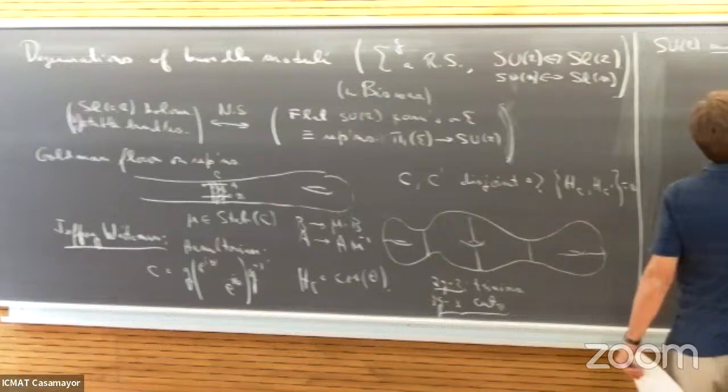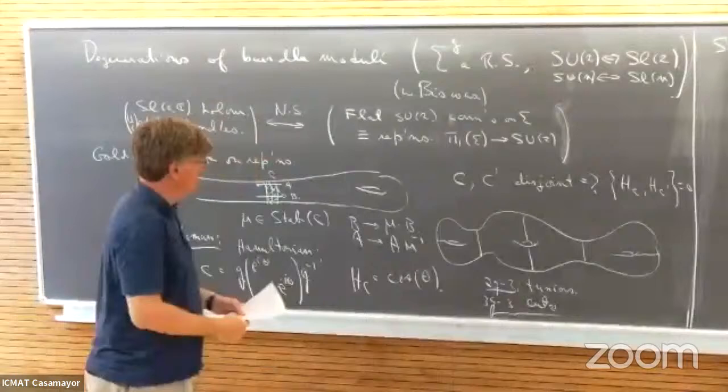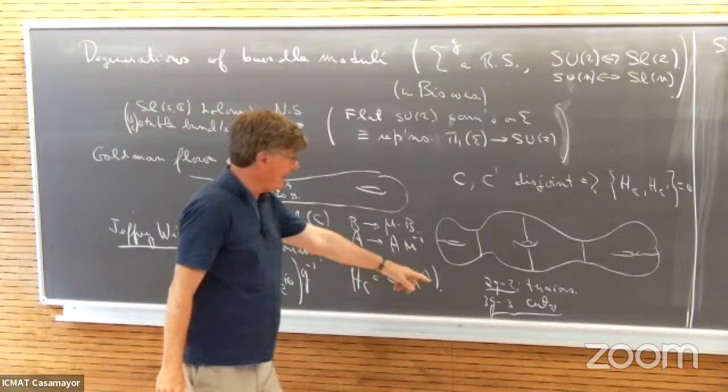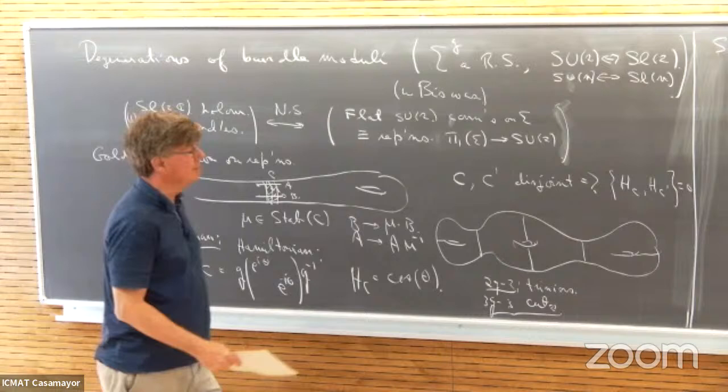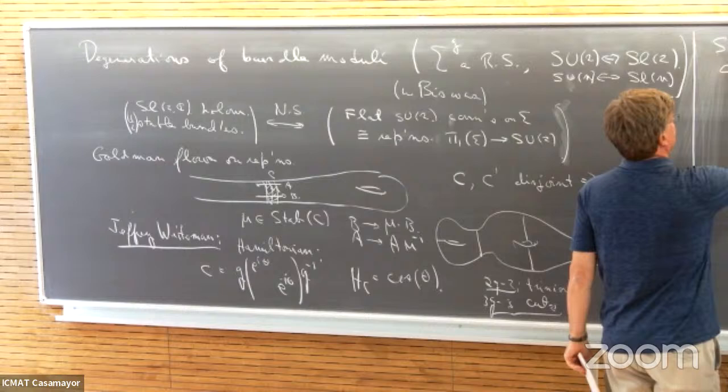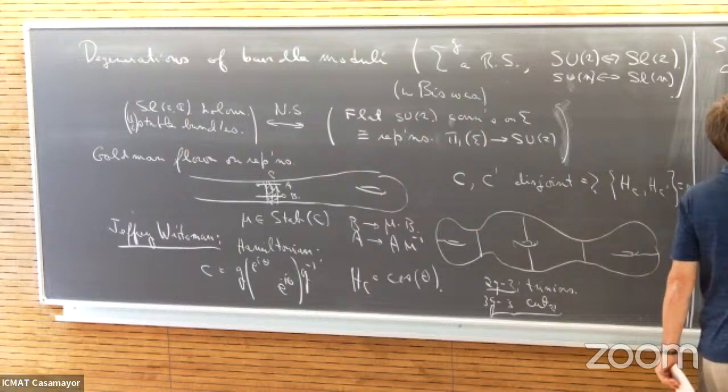You still have the flows for higher rank, but you don't have enough of them. That's the issue. But for SU2, you're getting half the dimension of the space of Hamiltonian flows. So you're getting a completely integrable system.